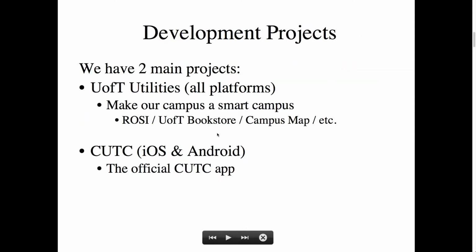Right now we have two main projects, which is the UFT Utilities app. We're going to try to make it official. We are talking to UFT and we'll get back to you on that. Basically, the idea is to make our campus a smart campus. So our app will be integrated with UFT's databases and we'll be able to tell you if your lecture location has changed or if the book became available at the bookstore, what's the price, where you can find it, all of that kind of stuff, and also be able to help you find your final exams.